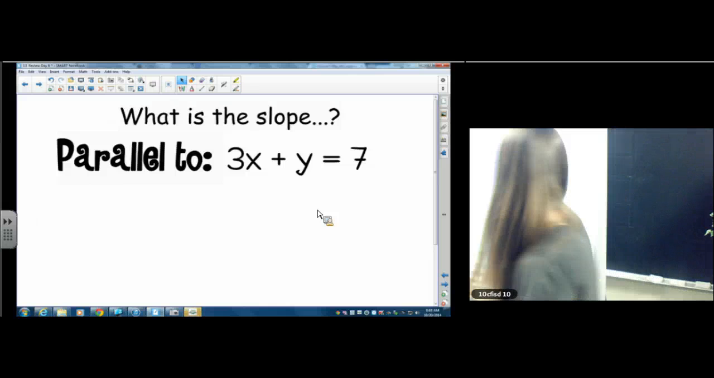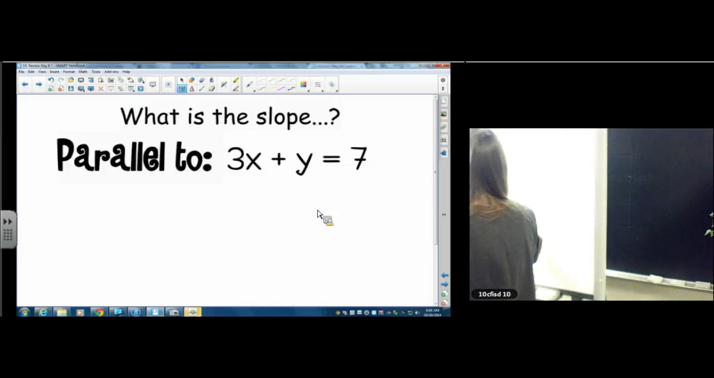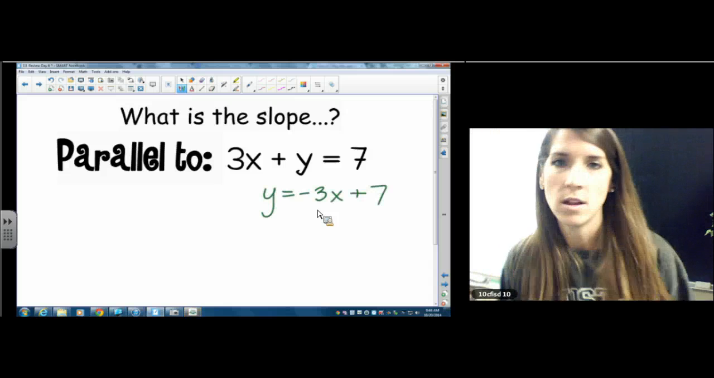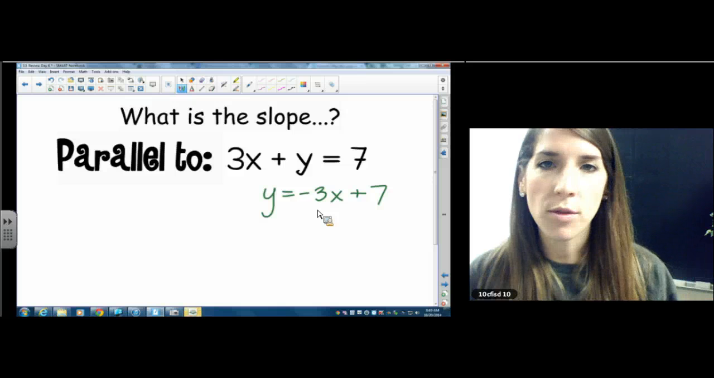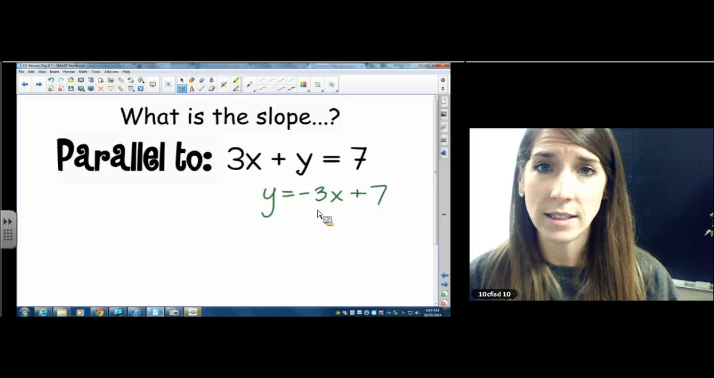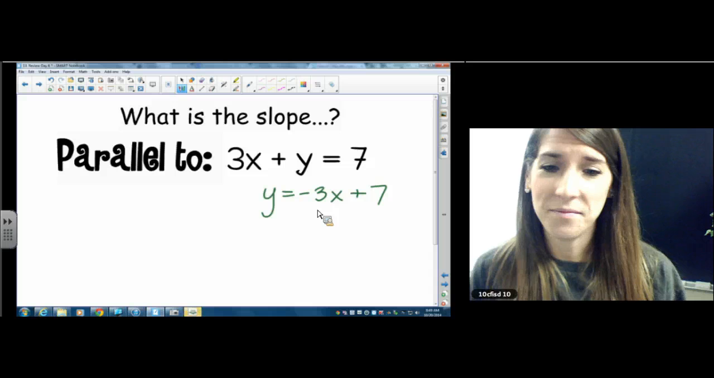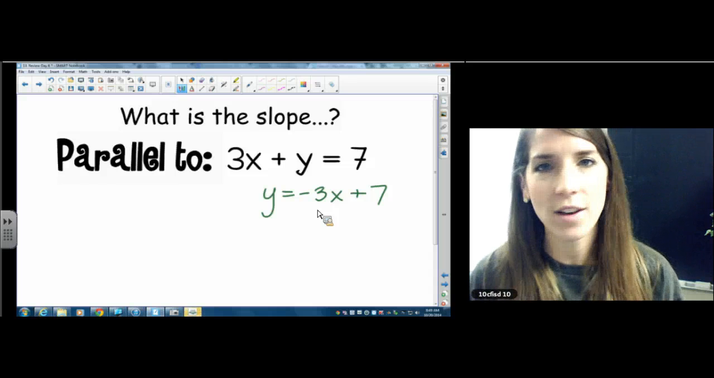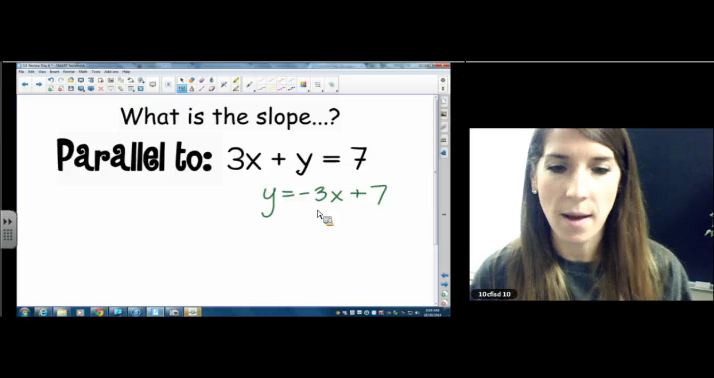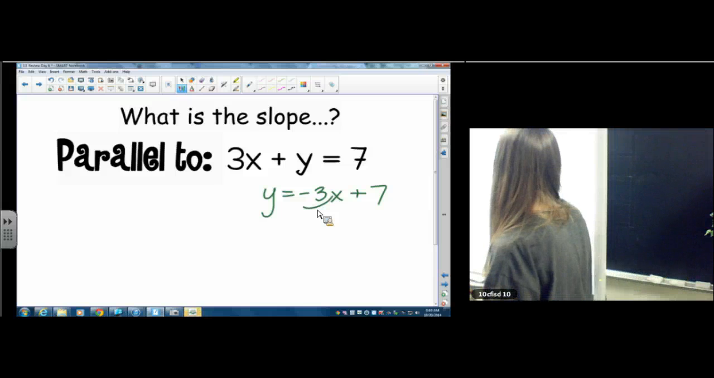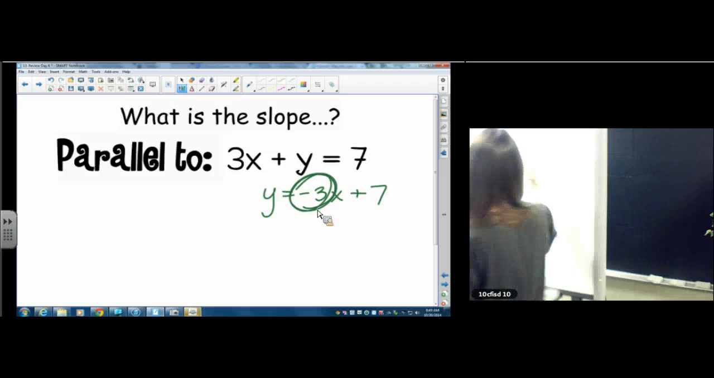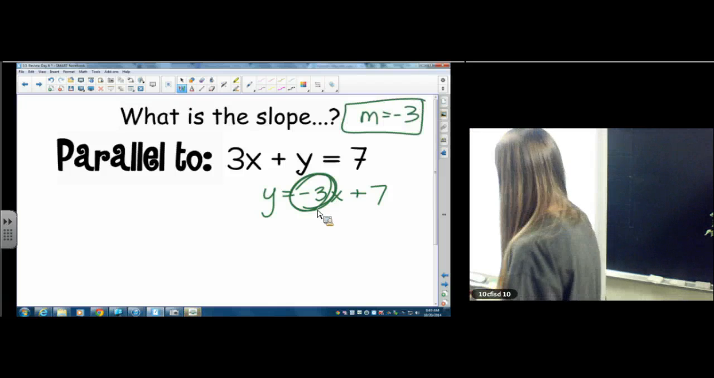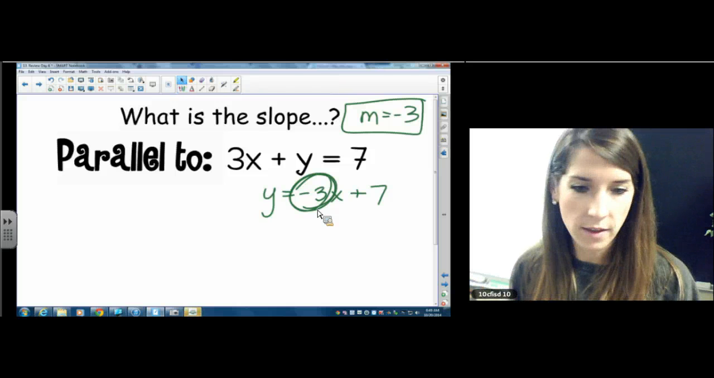So the first thing you need to do is get this into slope-intercept form. Y equals -3x plus 7. You have to move the 3x over. When you move it, it goes from positive to negative. Then you would divide by the coefficient of y, but y doesn't even have a coefficient, so there's nothing to divide by. So the slope of this line is -3. So the slope of a line parallel would also be -3. So that's all there is to that one.